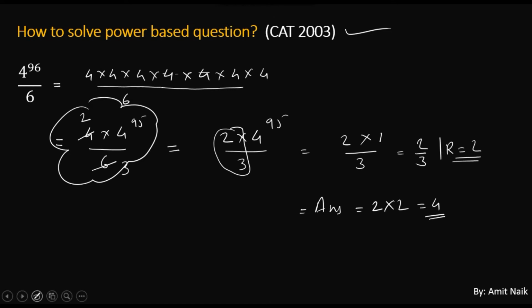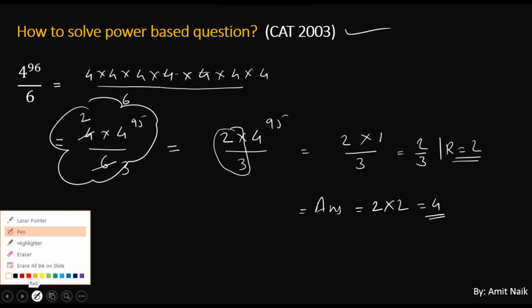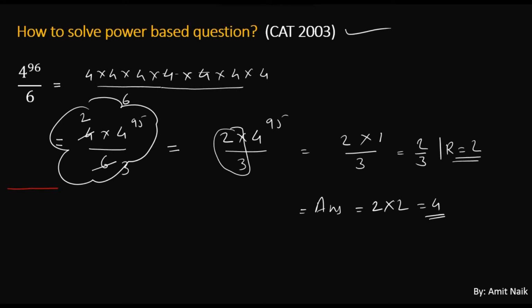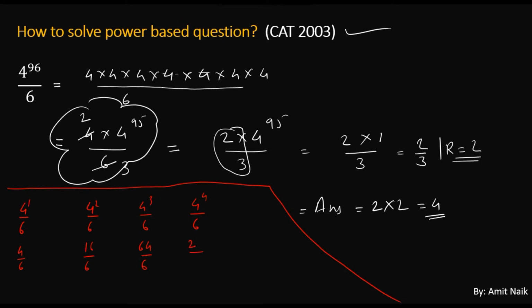And one thing, guys, if I tell you a shortcut about this question, you'll be surprised that we would not require anything to do like this. There's a shortcut for this question available. See, 4 to the power 1 divided by 6, 4 to the power 2 divided by 6, 4 to the power 3 divided by 6, 4 to the power 4 divided by 6. If you try every number, it is nothing but 4 divided by 6, 16 divided by 6, 64 divided by 6, and 256 divided by 6.